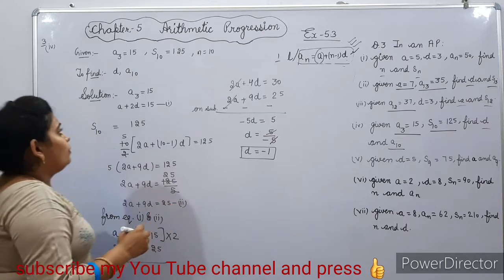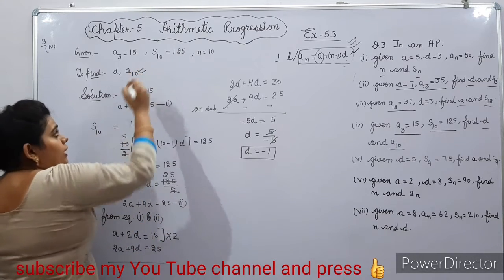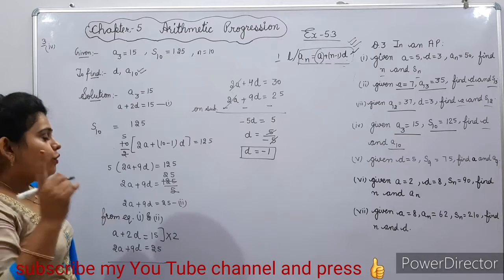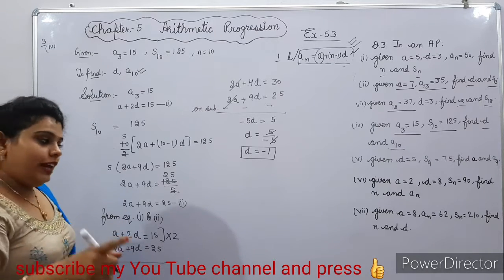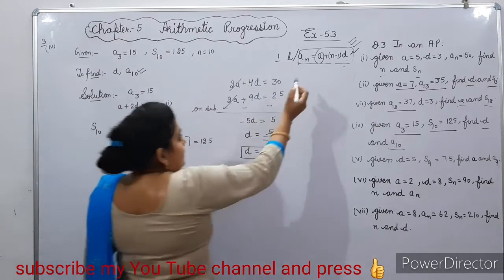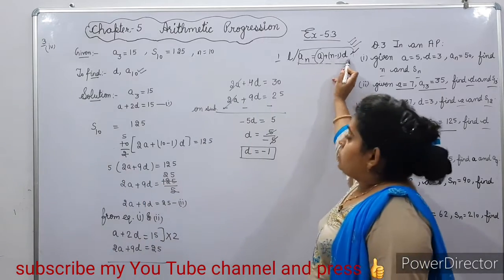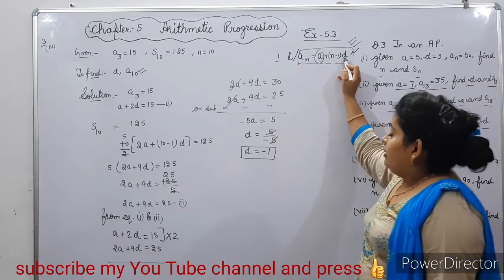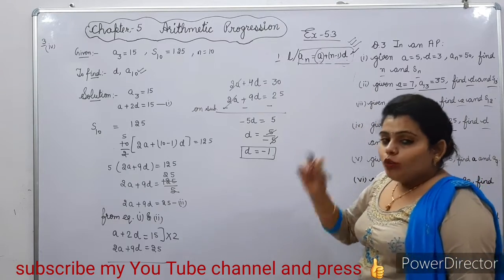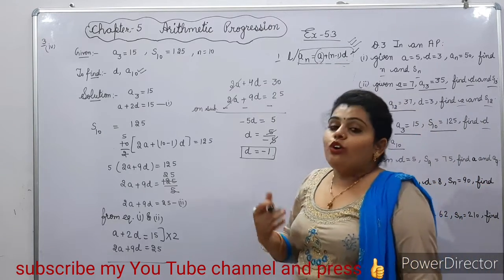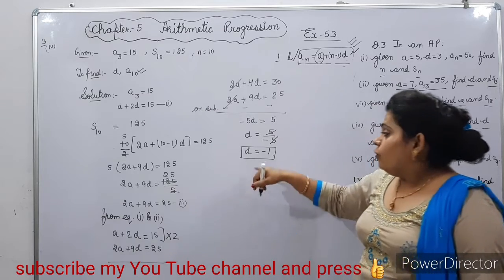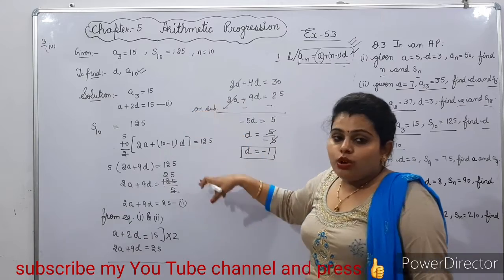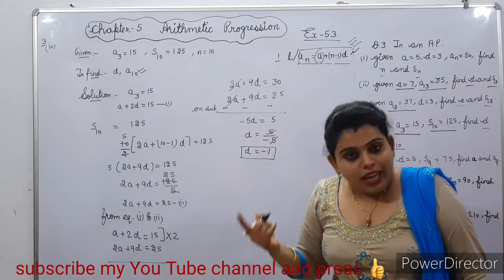Now using this, what do we have to find? We have to find a10. For finding a10 we require a, so first of all we will find the value of a. We know an is equal to a plus n minus 1 into d. n is 10, a we don't know, and we have d is equal to minus 1. How will we find a? We can put this value of d in any of these two equations so that we can find the value of a.